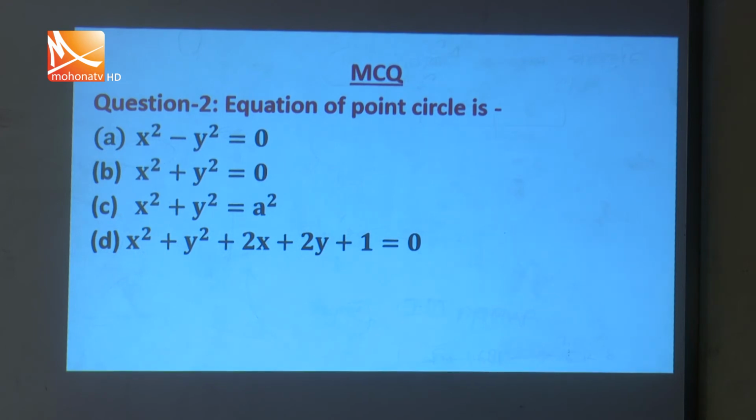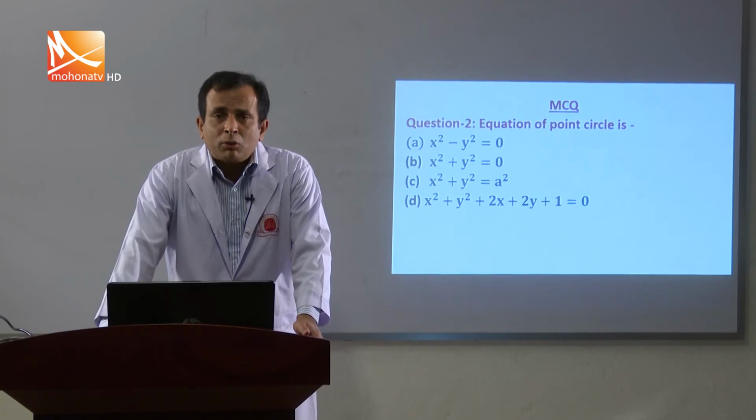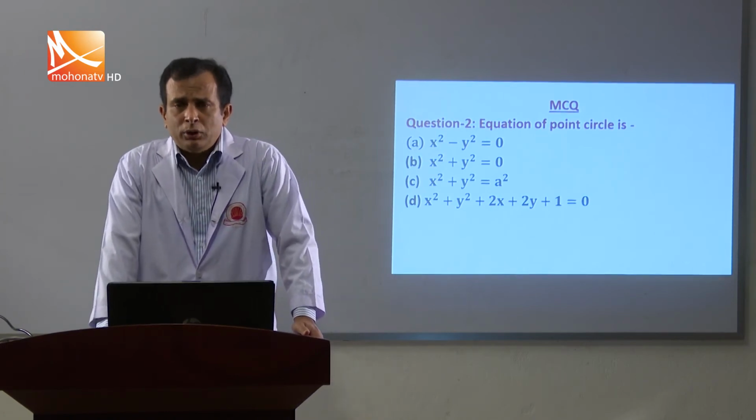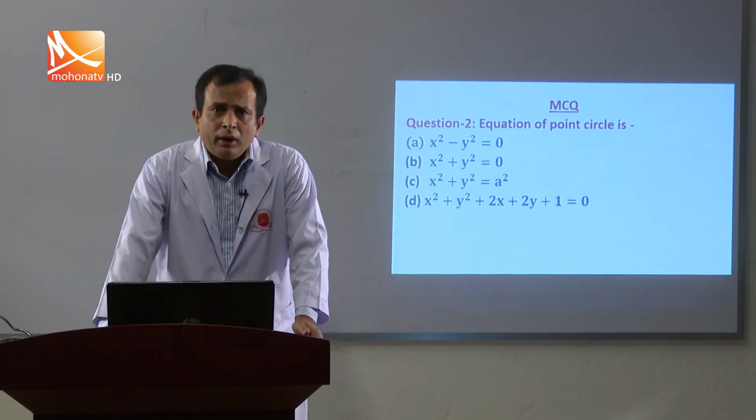Third option, x square plus a square equals to a square. Fourth option, x square plus y square plus 2x plus 2y plus 1 equals to 0. Now we know the definition of a point circle: the circle whose center is (0, 0) and radius is 0 unit is called a point circle.